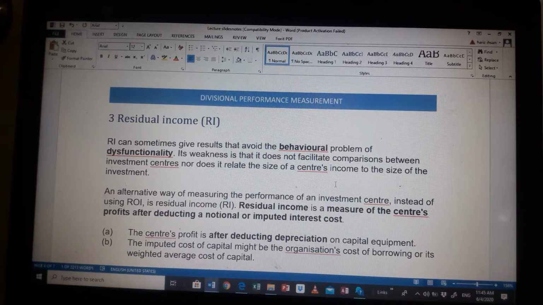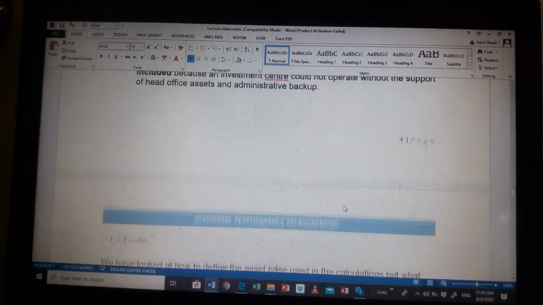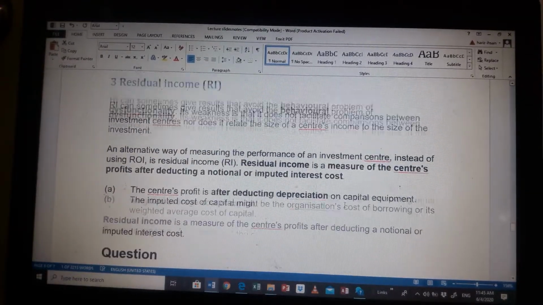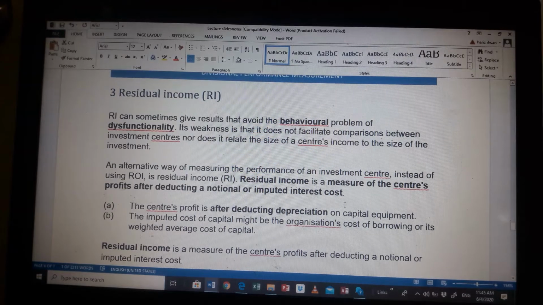So as we talked about in this topic before, divisional performance measurement, we have talked about ROI in the previous videos, all the different ROIs and profit and all the bases, the cost base, revenue base. Now we're going to talk about residual income. Now what is residual income? Residual income is one way to measure the performance of a division. It can give results that avoid behavioral problems of dysfunctionality.